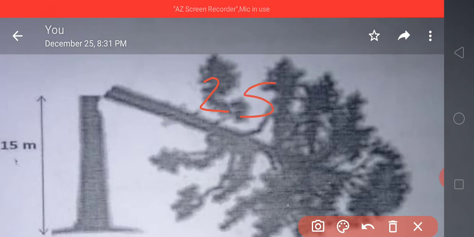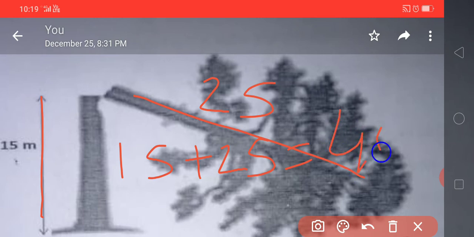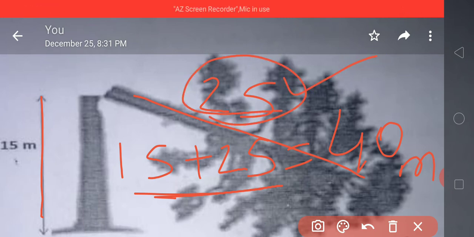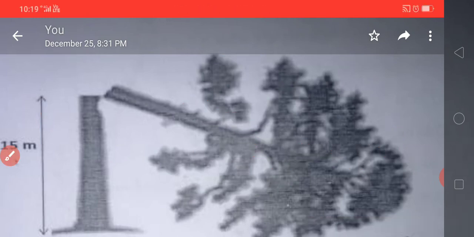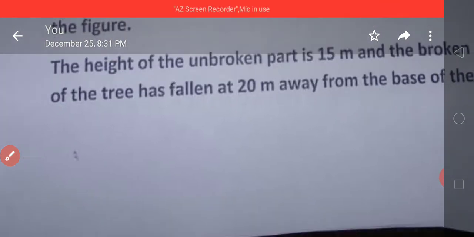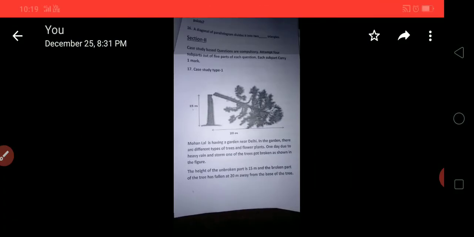So what is the total height of this tree? 15 plus 25, if you add, you will get 40 meters. This is also the hypotenuse of the right angle triangle, and this is also the broken part of the tree, and the total height is 40 meters now. Okay, let us come to the questions. These are just instructions.